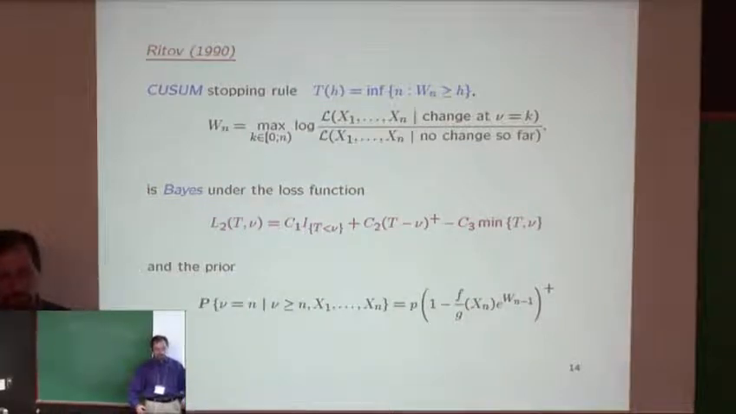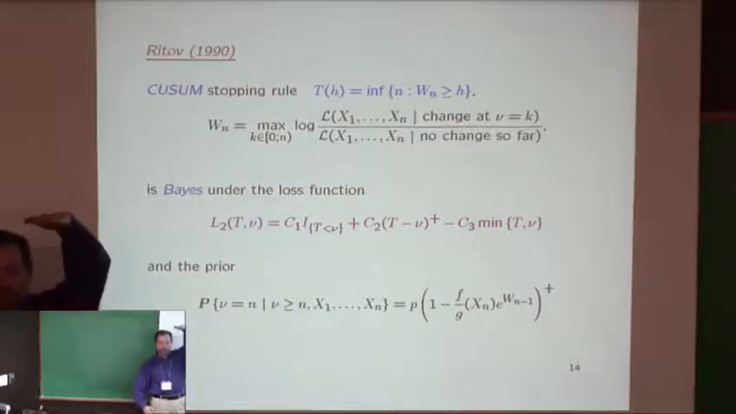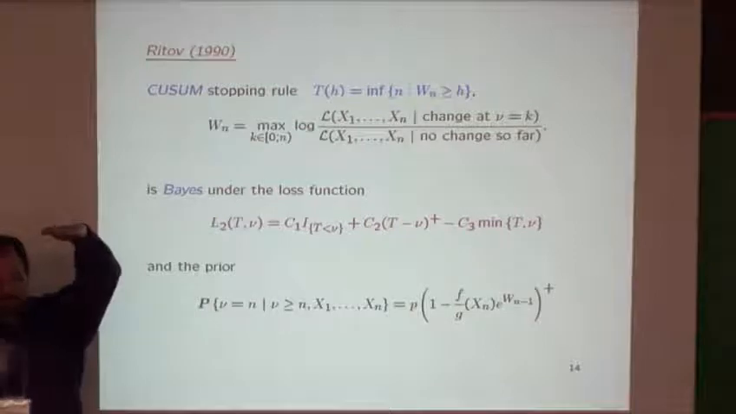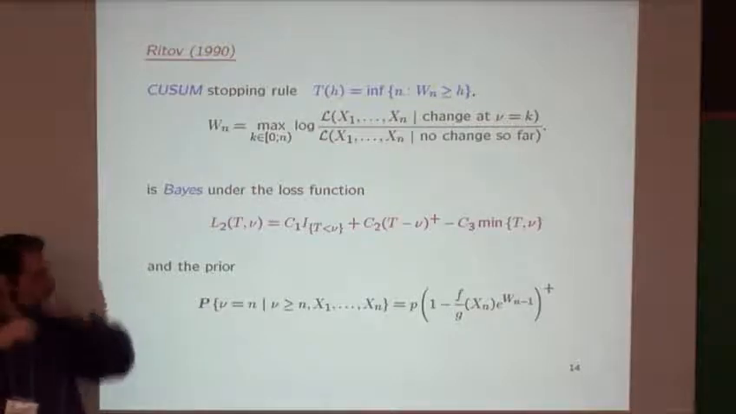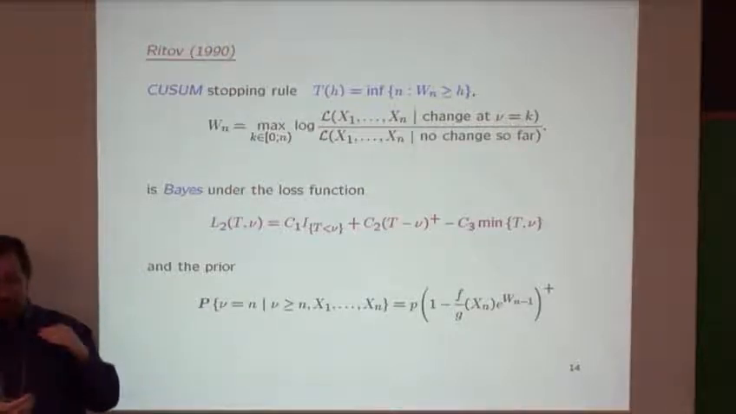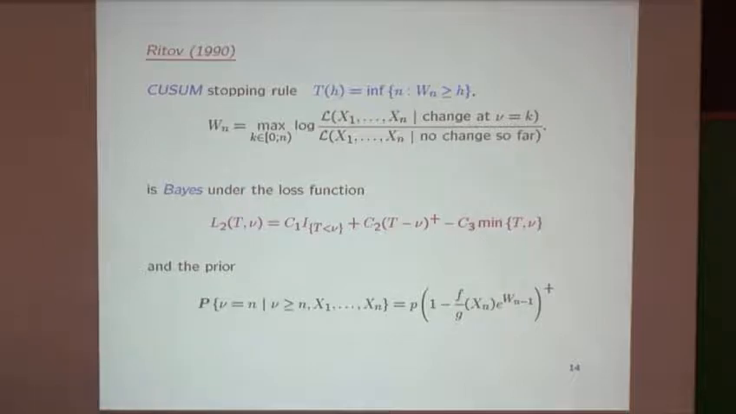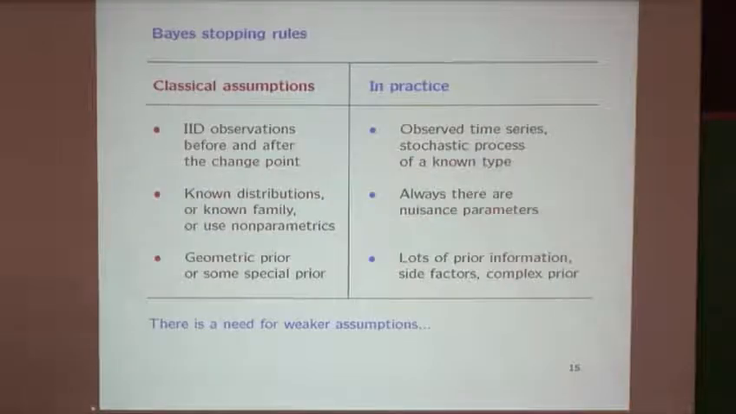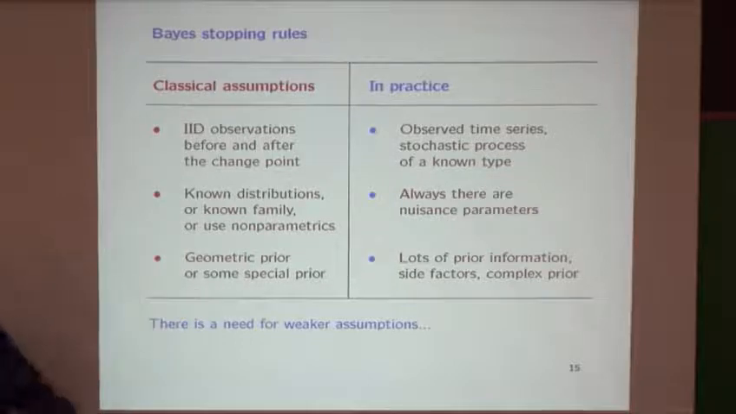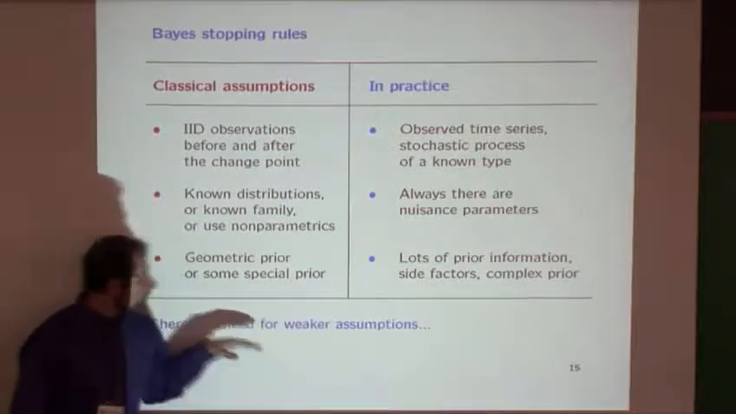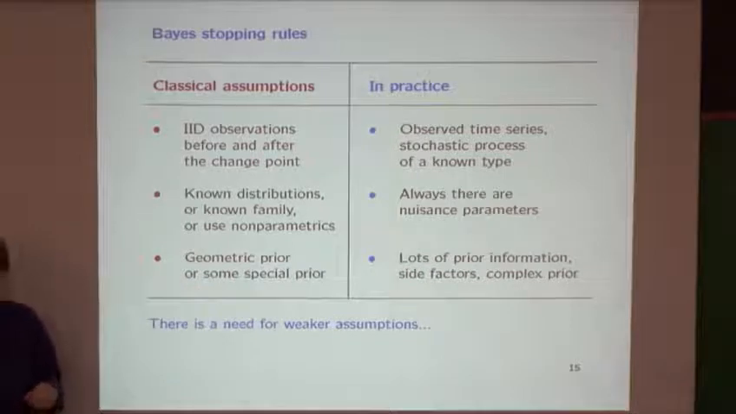Least favorable, so when the CUSUM process is far from the threshold, so you are far from detecting a change, this prior distribution will give you a change point. When you are close to detecting it, there will be no chance that the real change point will happen. So it works against you, right? So these are very specific cases, geometric or some very special prior distribution. In practice, nobody is intentionally working against you. So in practice, there may be a lot of prior information, but it's not one of those cases.